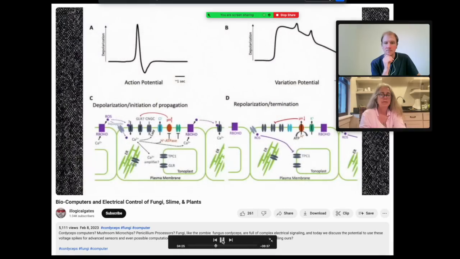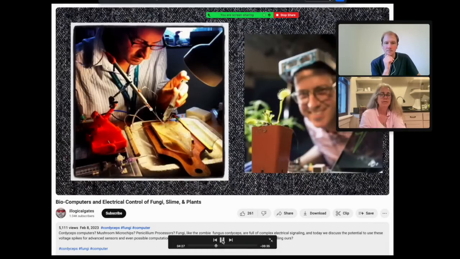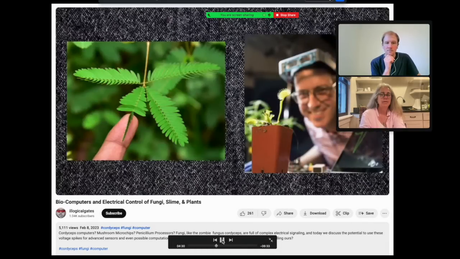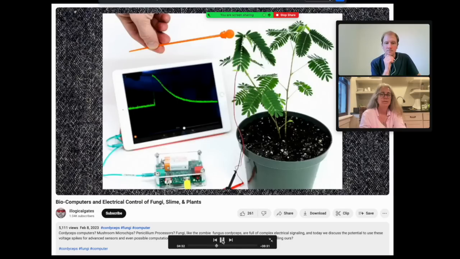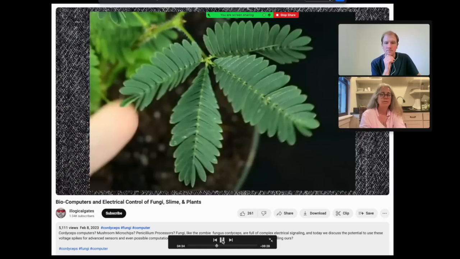In this experiment from Dr. Greg Gage at his TED Talk, he demonstrates how this mimosa plant sends an action potential across the plant when a touch is felt on its leaf. This voltage spike is the cause of the leaf that then folds inwards.